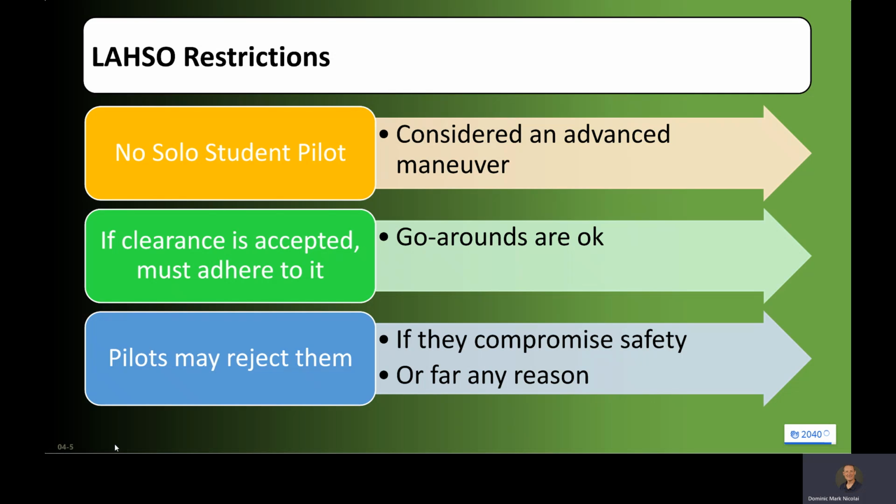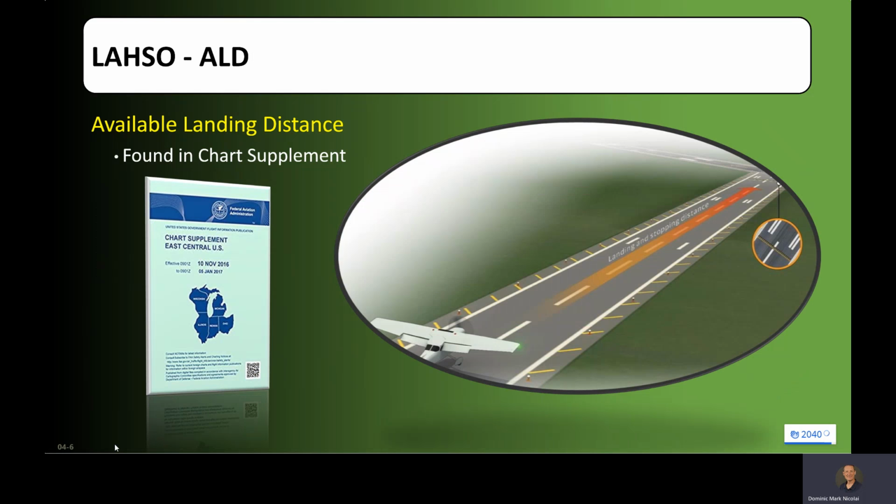In order to conduct that land and hold short operation, I need to have certain information. Most notably, how much landing distance do I have? And it's going to be found in the chart supplement that will be associated with each airport. So as you are preparing in the pre-flight stage, you are determining if your airport has land and hold short operations, and you become familiar with which runways and the available distance. It's important to understand your aircraft's performance versus the available landing distance.